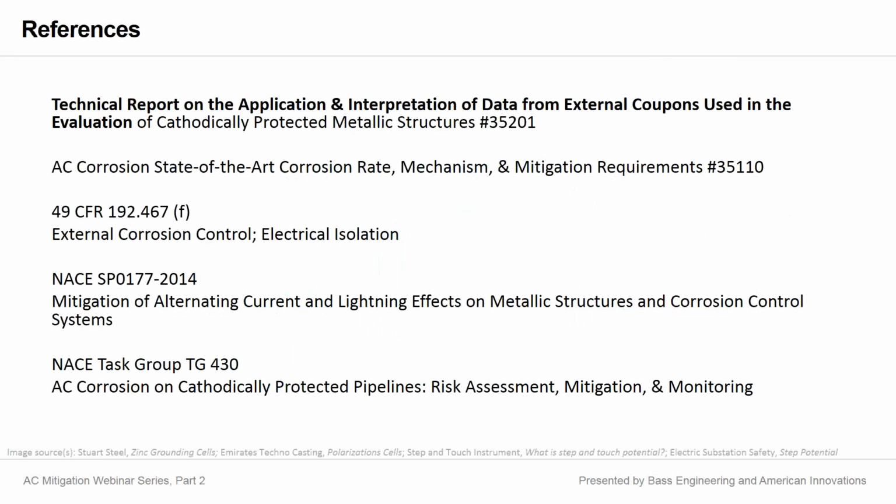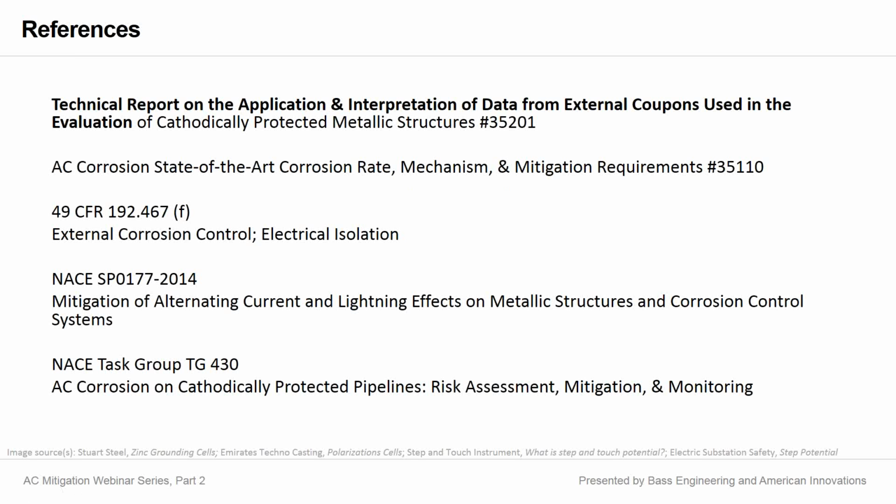Finally, we would be remiss if we did not give you the technical references that are available to all of us. A number of these come to us through NACE. So if you choose to use coupon test stations, it would be great if you at least scan through the technical report on the application and interpretation of data from external coupons. There's also the AC corrosion state-of-the-art report that's been out for several years now. The reference to 49 CFR, that's where you find the impetus for federal regulation for these systems.